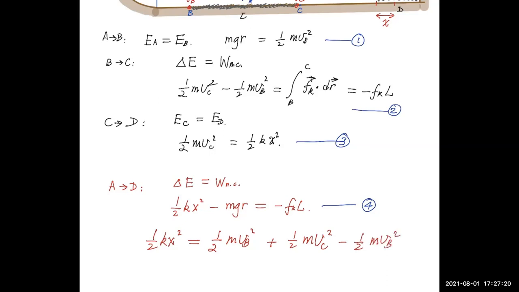right? Now you cross out 1/2 mvb squared and 1/2 mvb squared. What do you have? You have 1/2 kx squared equals 1/2 mvc squared, but isn't that the same as equation number 3, right? So from equation number 4, we get a result which is consistent with equation number 3. So no matter how you do it, you get the same final value for the amount of compression x.